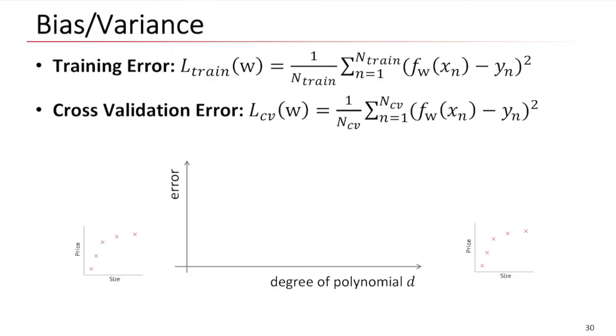Let's see an example. Let's say we have a training error, or the training loss function, something like this, and the testing error looks like this. Here we can say cross validation error, because we assume that we don't have the testing set yet. Anyway, here are the two errors.